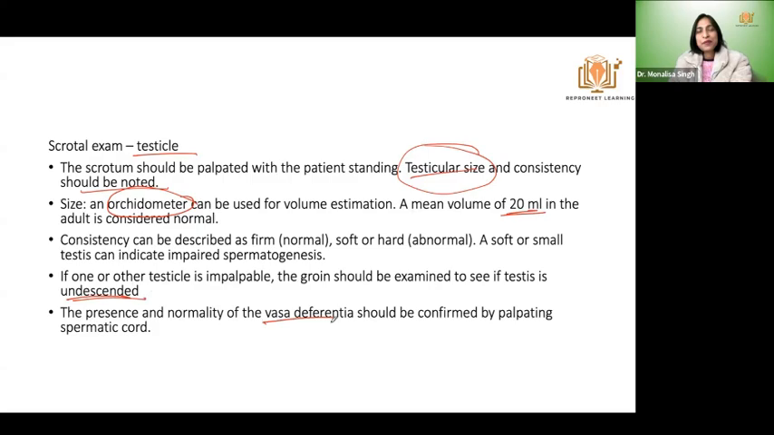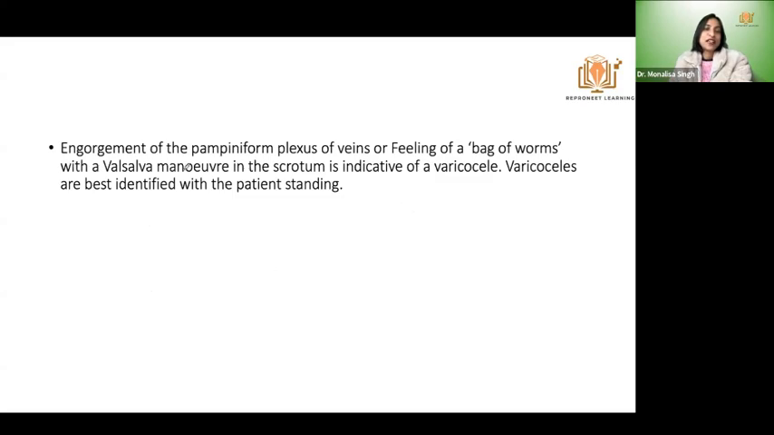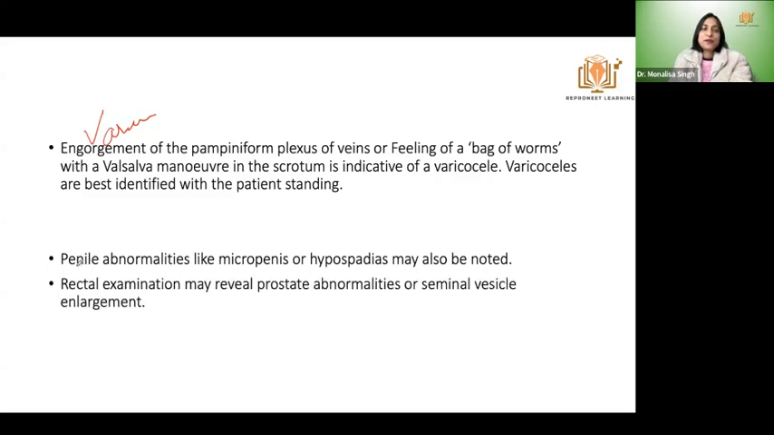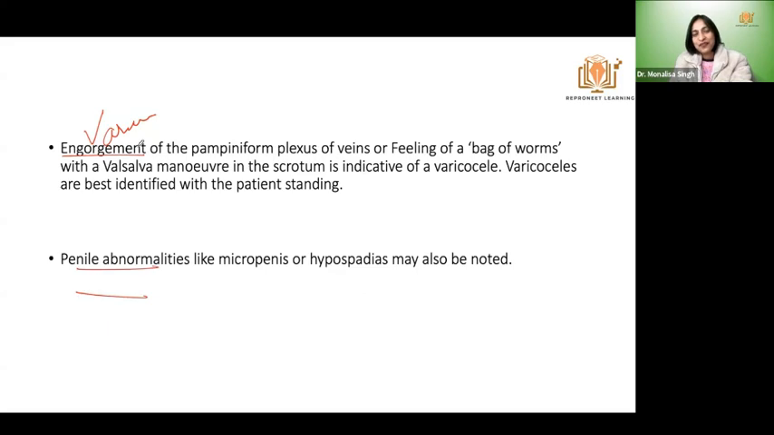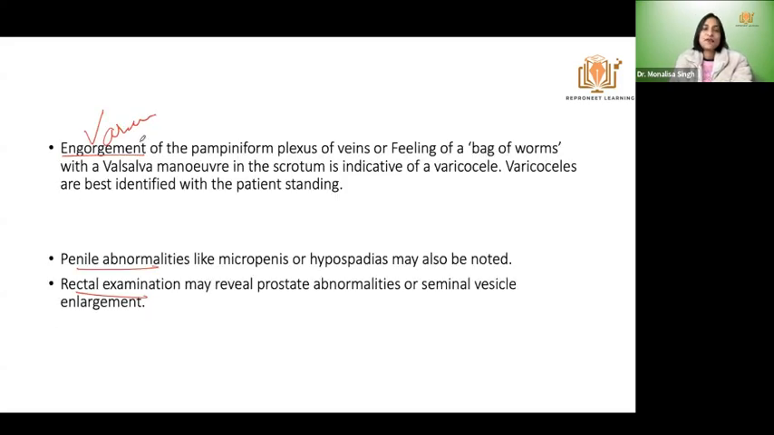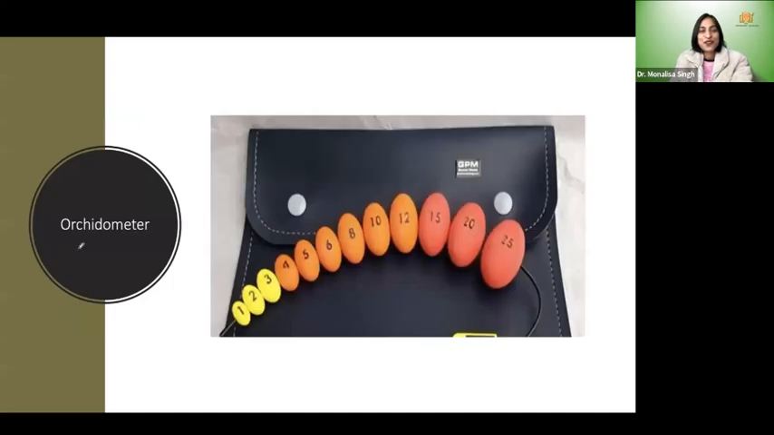Vas deferens, you can palpate the spermatic duct to see if vas deferens are there or not there. Epididymal abnormalities can also be judged on examination. And then the next is varicose veins. These are just enumerating. Once you know the etiologies, once you know what all you can see, you'll be able to write such answers. But otherwise for MCQs, these are not important. Penile abnormalities, rectal. So basically for Viva, if you have a urology or andrology Viva, then these things are important. Otherwise, there's hardly ever a situation that we have to do the male examination or orchidometer.